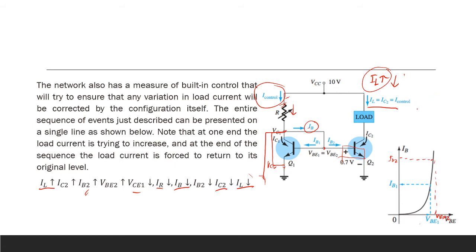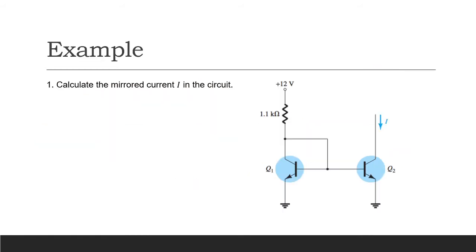And all throughout our discussion, napansin na ang IL yung nag-a-adjust. Never na si I control yung nag-adjust for the value of IL. Kapag nag-change yung I control, magbabago yung value ng IL. Kapag nagbago yung value ng IL, hindi magbabago yung I control. Sa halip, nung circuit configuration natin, ibabalik niya yung value ng IL to I control. So that is how a current mirror works.